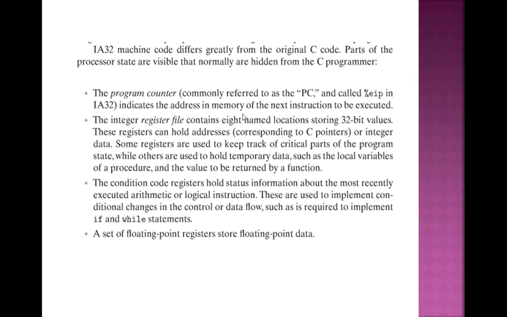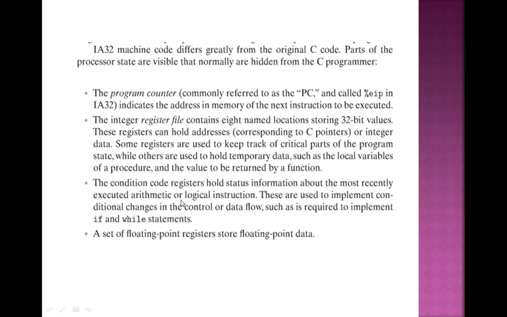Next, the integer register file contains 8 named locations storing 32-bit values. These registers can hold addresses or integer data. So the next part of IA32 is the registers that contain data used for location or storage purposes. The first part is your program counter that stores the address of the next instruction. Then your registers store data with the help of 32-bit values.